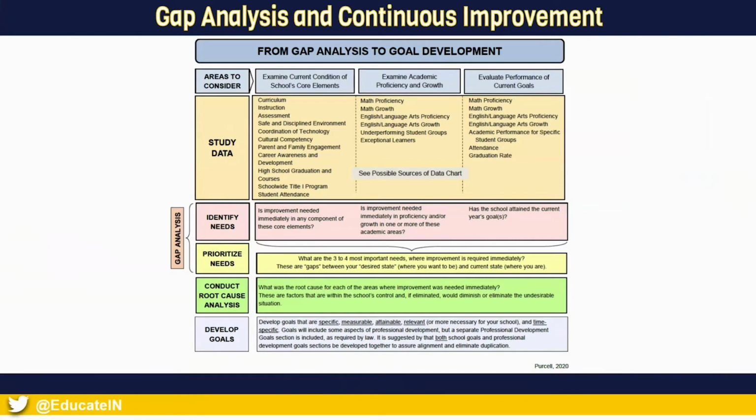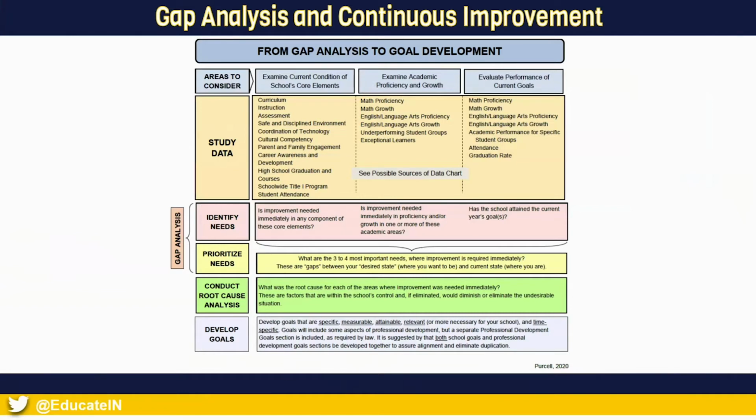Gap analysis process, which follows the study of data, helps us do then two things: identify and prioritize our needs. The first part of gap analysis process, shown here in a shade of pink, is to analyze the data from those three areas and determine where improvement is needed immediately. Now, this is done by comparing where we are, again, with where we want to be.